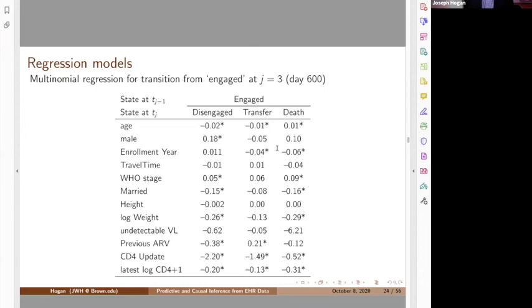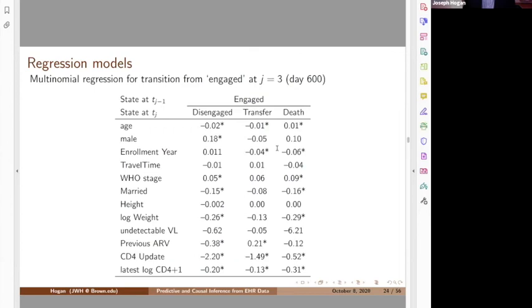Right. So just for this, it's funny, I didn't pull this out for the purpose of comparing the regression, but it seems to be consistent with the overall message. That is, if you're previously on ARV at this particular time point, you were less likely to move to the disengaged state.